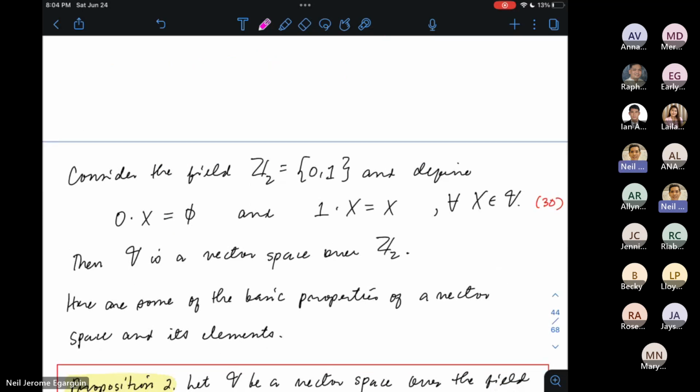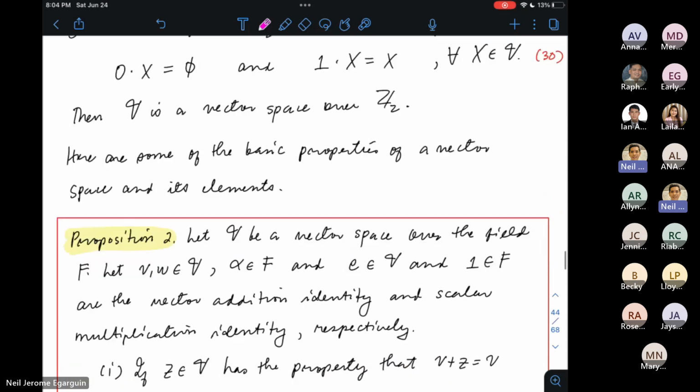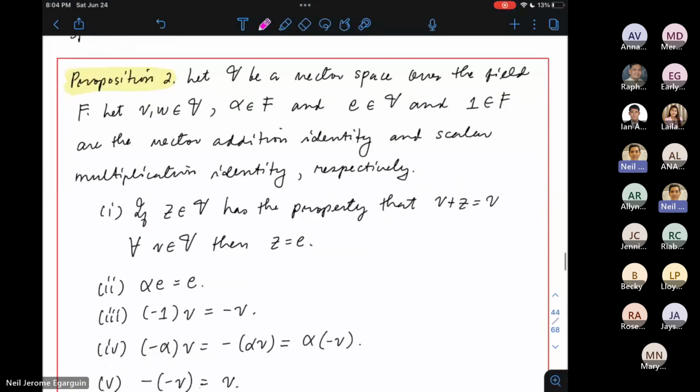Now, after these examples, we can now look at some elementary properties of vector spaces. At ito ay analogous dun sa proposition 1 natin before that talks about properties of fields. So in this proposition, we are considering a vector space V over a field F. Tapos si little v, w, sila ay mga elements ng vector space. Si alpha ay element ng field. Si E yung zero vector. At saka si 1 yung multiplicative identity. Alright? Tapos meron tayong iba't ibang mga properties.